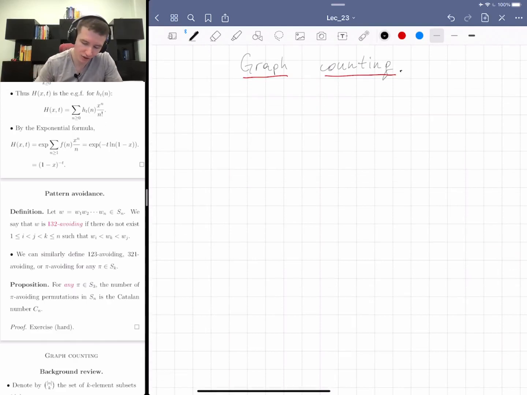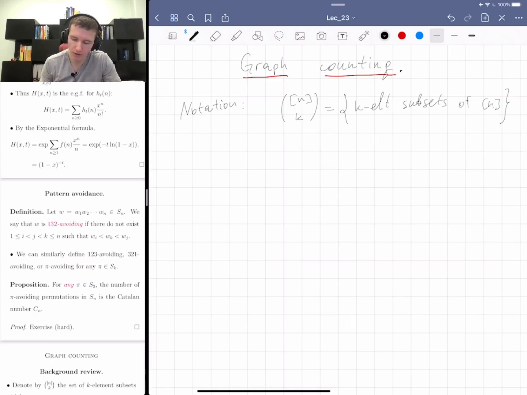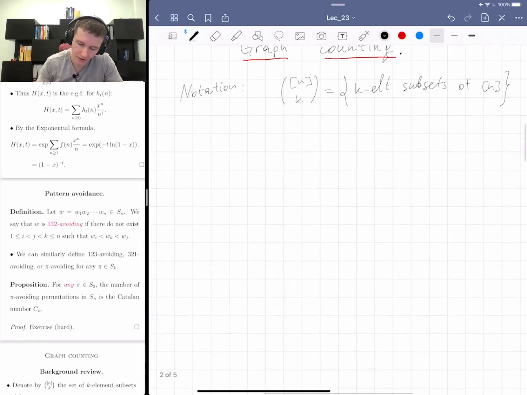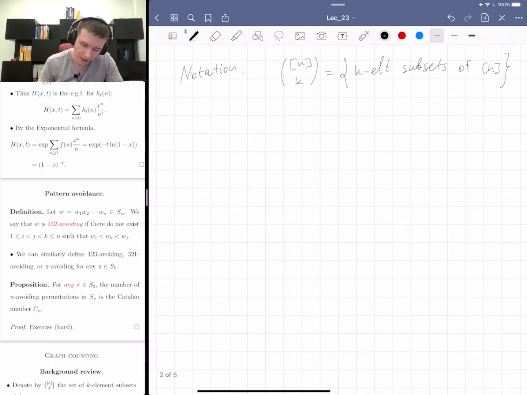There's not going to be much graph theory that I'm going to need, but for now it's going to be convenient for me to use the following notation. I'm going to denote by bracket n choose k the set of k-element subsets of bracket n. I don't know if I introduced this before, but I'm going to use it without thinking about it.